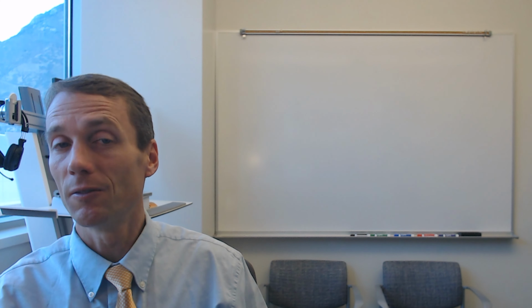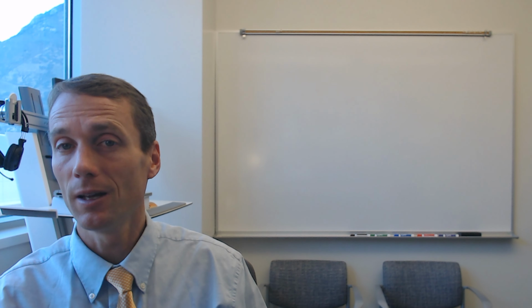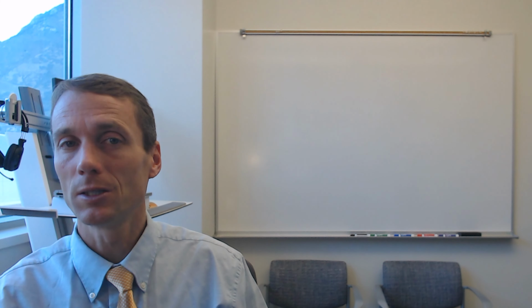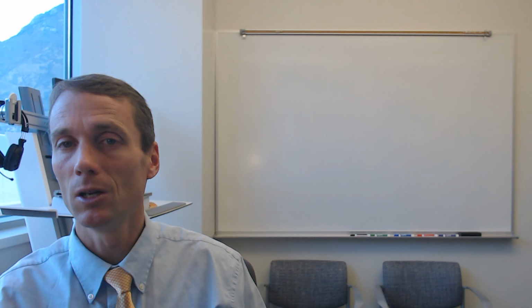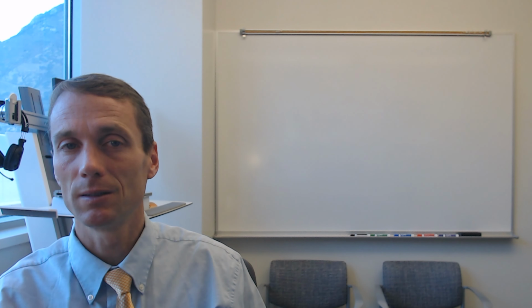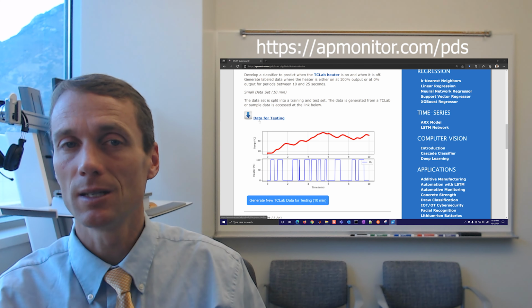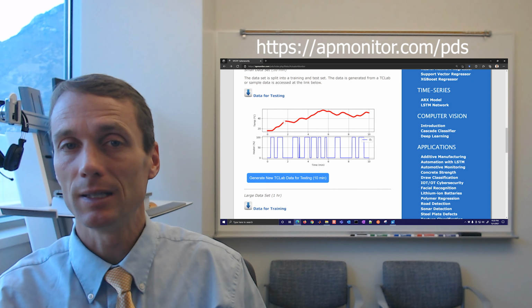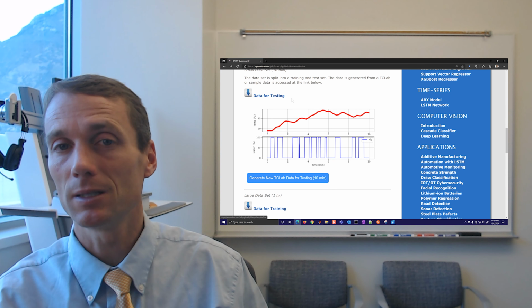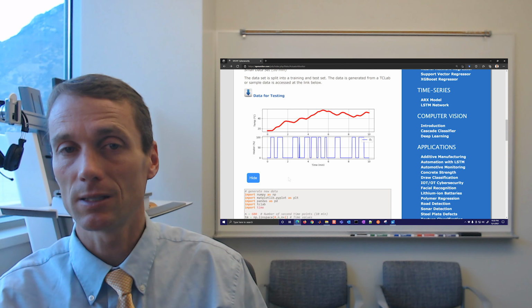Our objective is to first develop a classifier to predict when the TC Lab heater is on and when it is off. We want to generate labeled data where the heater is either on at 100% output or at 0% output for periods between 10 and 25 seconds. So this first data set is a small data set of 10 minutes, and ideally it'd be used for something like testing the methods. The data set can be split into training and test sets, and the data is generated from a TC Lab or sample data is accessed from this link below.